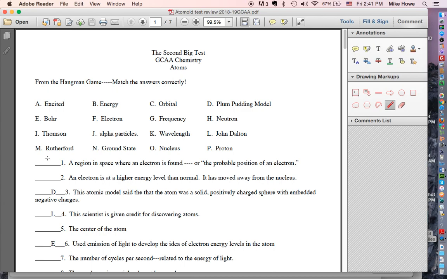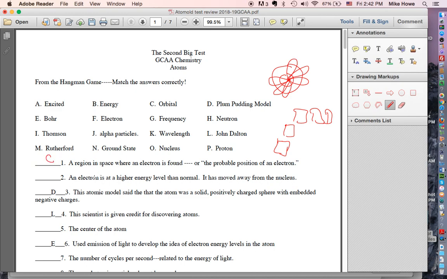Okay, a region in space where an electron is found. Those are the orbitals like we talked about with the boxes. Remember the boxes, and 1s and 2s and 2p. One day we made a picture of that. We built a little atom, the 1s, and then the 2s is a little bigger, and the 2p's look like this. So the actual regions in space were these little three-dimensional shapes. They're called orbitals, and that would be C.